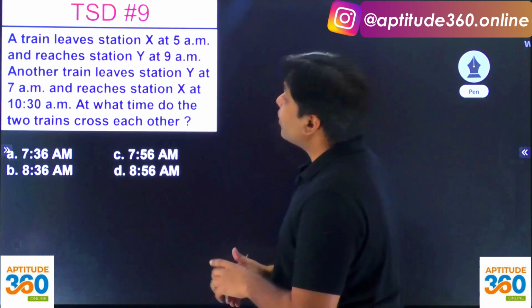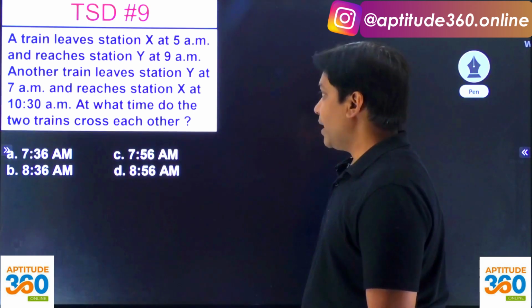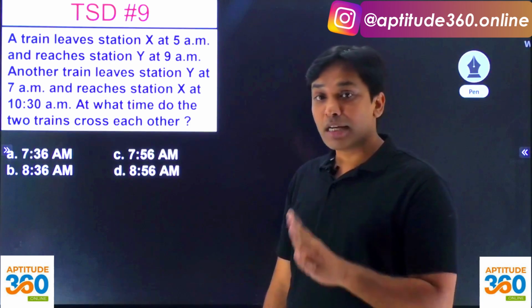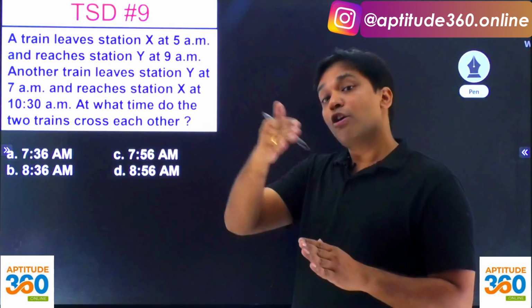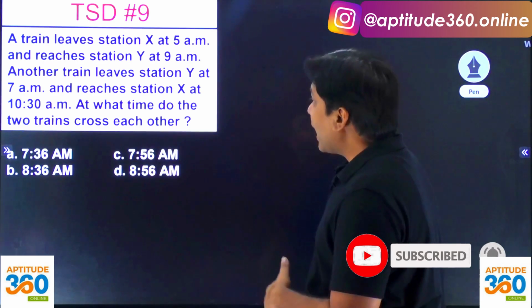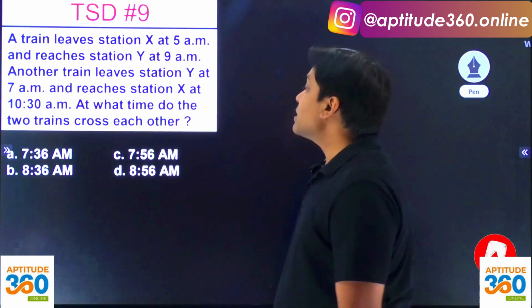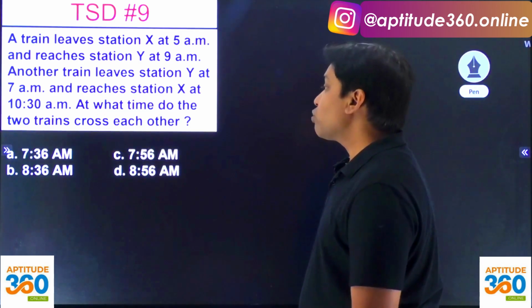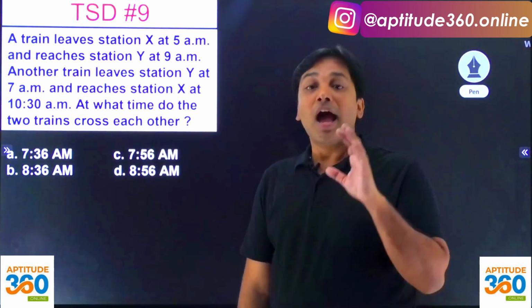It says that a train leaves station X at 5 AM and reaches station Y at 9 AM, in 4 hours from station X to station Y. Another train leaves station Y at 7 a.m. and reaches station X at 10:30 a.m. At what time do the two trains cross each other?